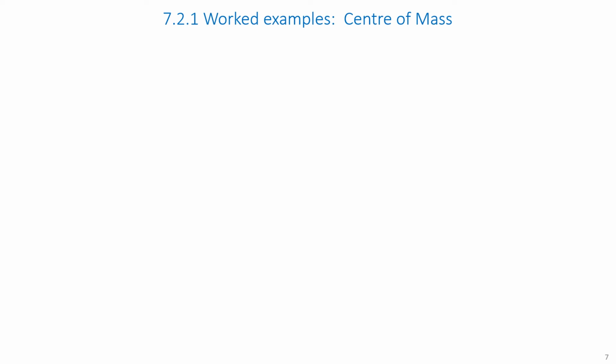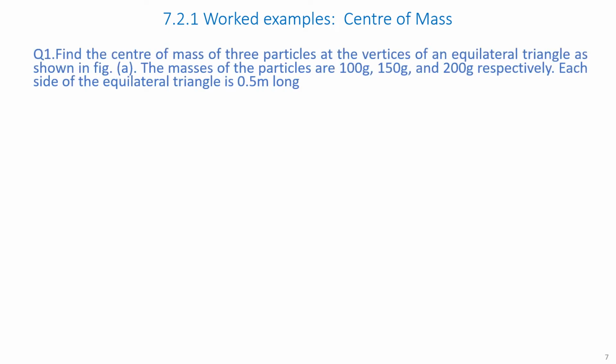Now, we will proceed to work out some examples of center of mass. Question number 1. Find the center of mass of three particles at the vertices of an equilateral triangle as shown in figure A. The masses of the particles are 100 grams, 150 grams and 200 grams respectively. Each side of the equilateral triangle is 0.5 meters long. Let us solve it.